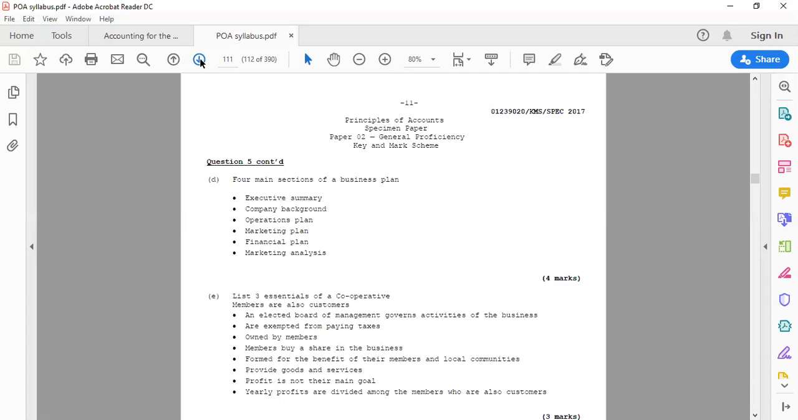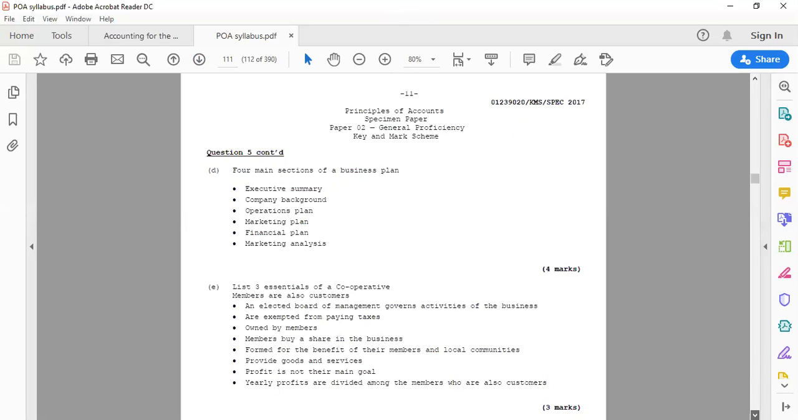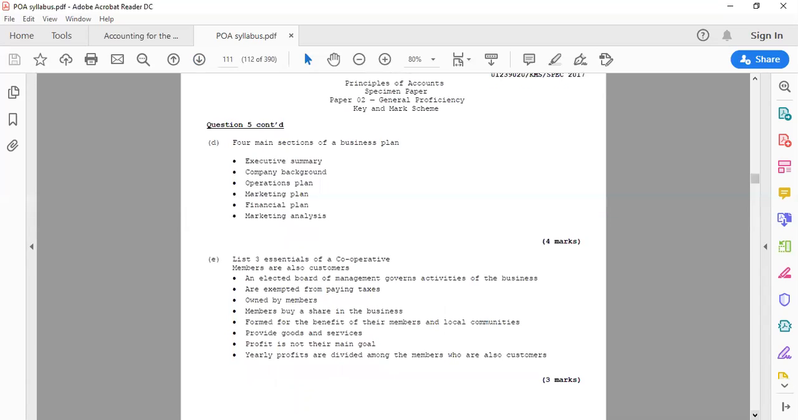So this is a very good list for you all to take down. It summarizes cooperative nicely. So go ahead and write down this list here for part D and for part E. And then we'll go on to finish off your handout on business plans.